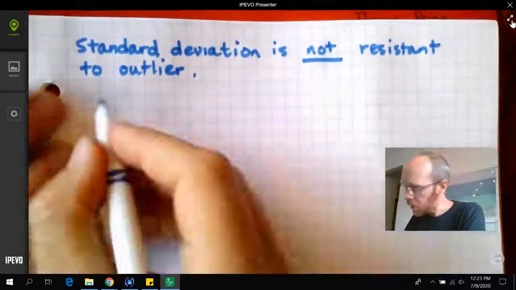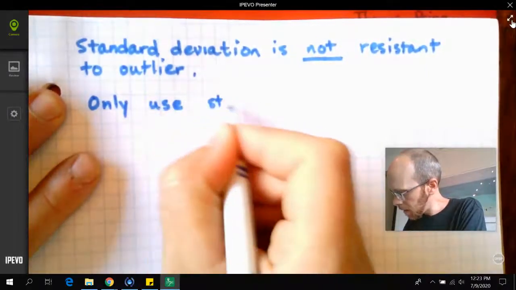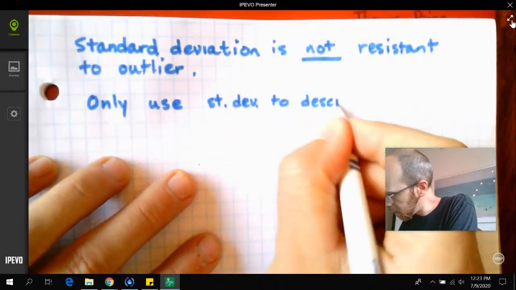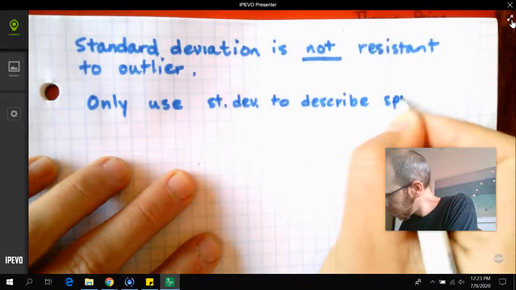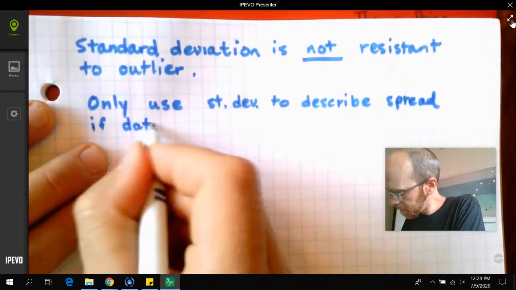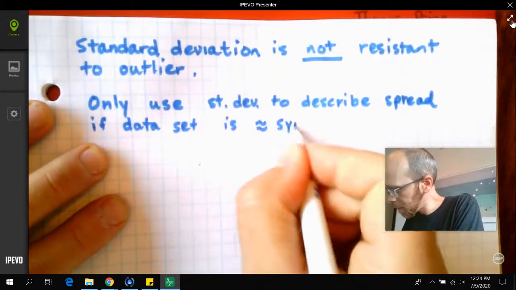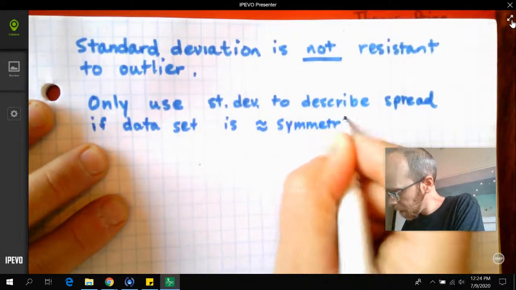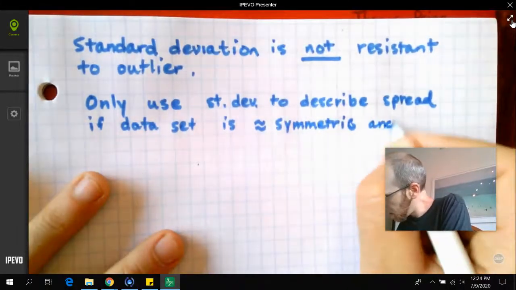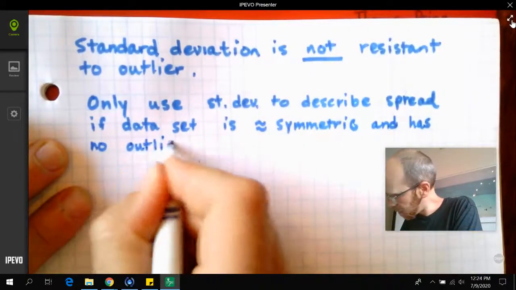Okay, here's what that means. You can only use standard deviation to describe spread if the data set is approximately symmetric. That means no skew or very little skew, and has no outliers.